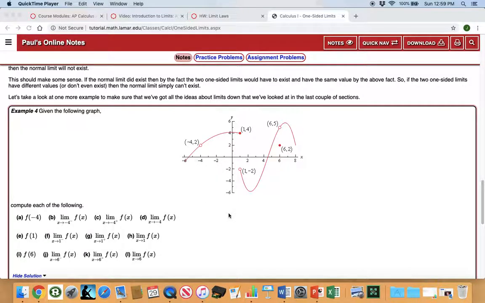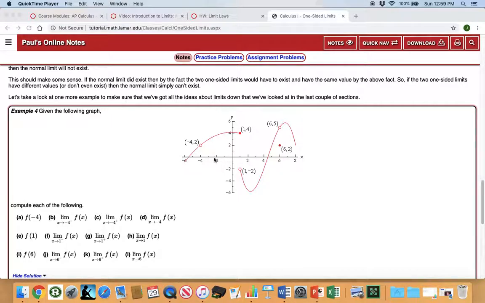Here's a quick video to help us understand the concept of limits when we're looking at a graph. It's going to help us understand what we're doing in this unit. So we have this graph here, and we're going to talk about three different points: when x is -4, when x is 1, and when x is 6. And we'll talk about the limit at each of these three points.